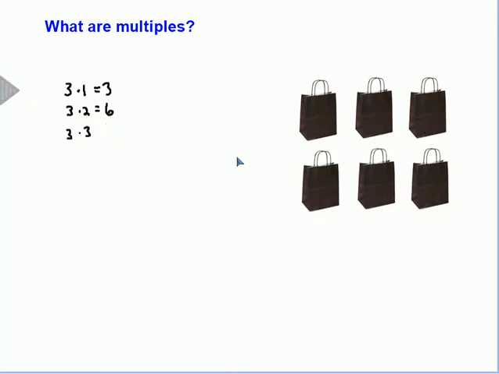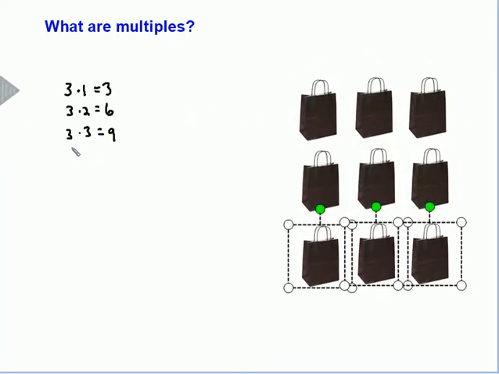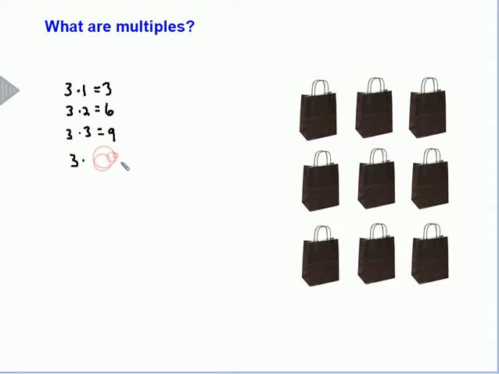If we multiply 3 times 3, then we get 9. So what we wind up with is 9 gift bags. And so if we keep doing this over and over again, we'll get different multiples of 3. 3 times 4 is equal to 12. And what we find is that there is a difference of 3 between each one of these. 6 minus 3 is 3. 9 minus 6 is 3. 12 minus 9 is 3, and so on. So we're basically skip counting.